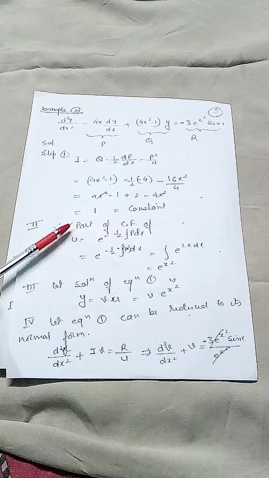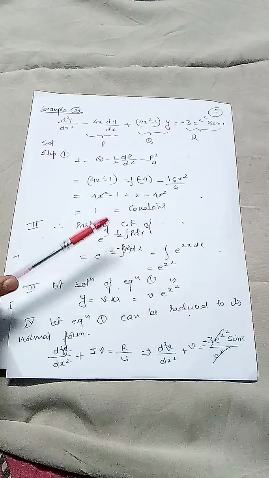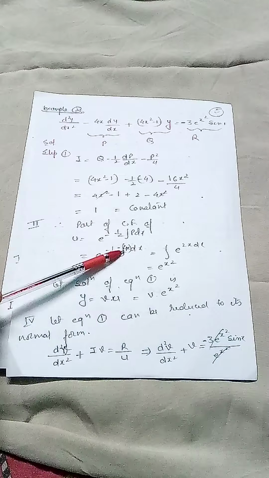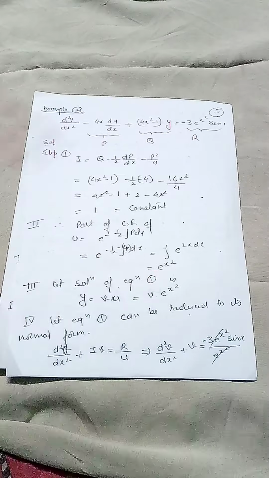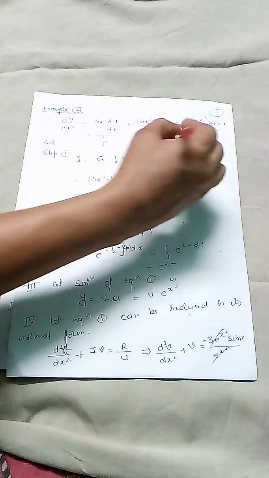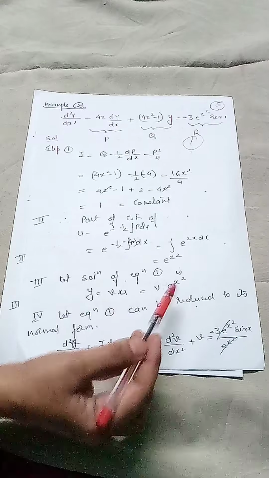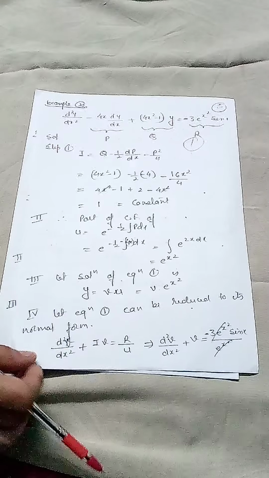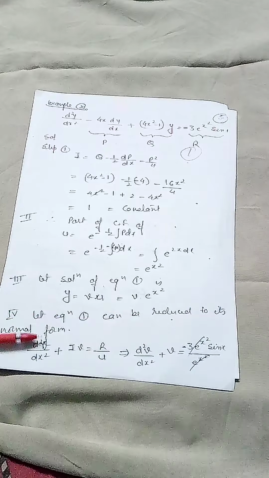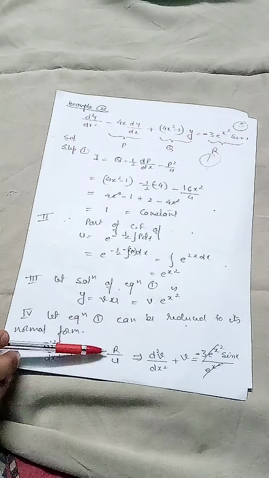Therefore, we have to find part of the complementary function u is equal to e raised to minus half integral p dx. Putting the value of p, it will be e raised to x square. Let the solution of this equation 1 be y is equal to vu, where u is equal to e raised to x square. Then equation 1 can be reduced to its normal form d2v upon dx square plus Iv is equal to r upon u.